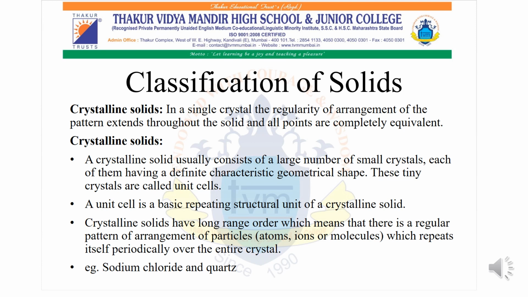These tiny crystals are called unit cells. A unit cell is basically a repeating structural unit of a crystalline solid. Crystalline solid has long range order, which means that there is a regular pattern of arrangement of particles, that is atoms, ions or molecules, which repeats itself periodically over the entire crystal. The entire crystal will be made up of the same constituent unit cell. That means if it is a cube, then the entire set is made up of cubes. If it is a hexagon, the entire set will be made up of hexagon type of structure.